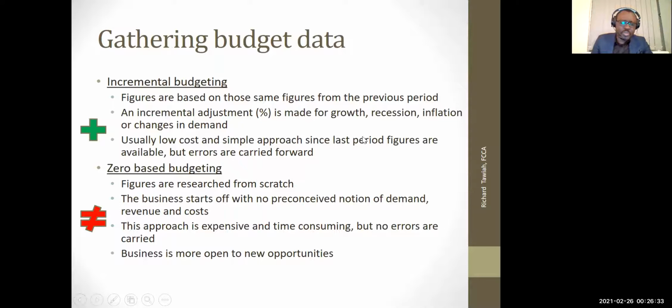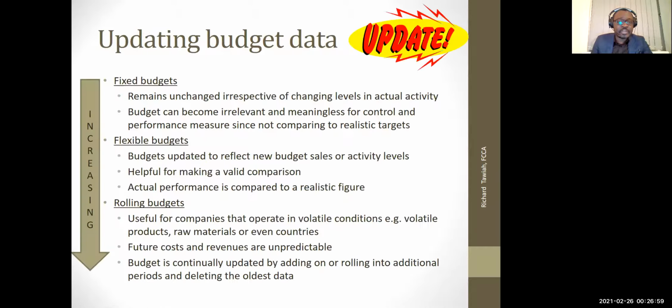We also have the zero-based budgeting where we start from scratch. So we don't use last year's figures. We start from scratch. It is quite time consuming and it could be very expensive. But of course, this helps us to reduce errors, any risk of errors. So the budget starts off with no preconceived notion of demand or revenue because we start from scratch and brainstorm. So it is more open to new opportunities. We can fit in new opportunities and try to build the organization from scratch. It allows for creativity. It allows for innovation. Okay, so that's one other thing.